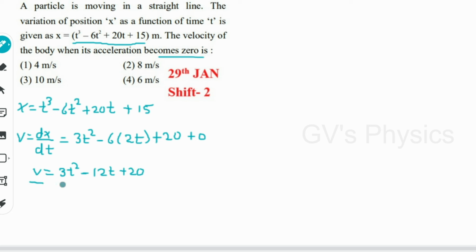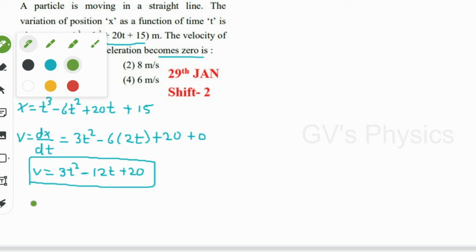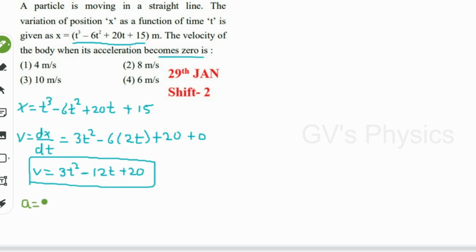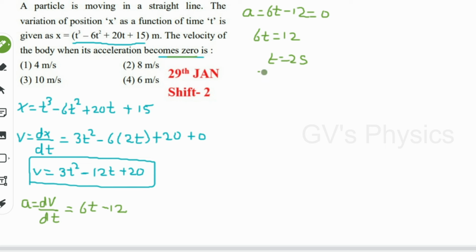So this is the equation of velocity, but they are asking for the velocity where acceleration goes to 0. So we have to take the equation for acceleration. Again, if you differentiate velocity with respect to time, we will get acceleration. So that is equal to 6t minus 12, t will become 1 and 20 is constant, that goes to 0. So this is the equation for acceleration. Acceleration becomes 0, so a is equal to 0. So 6t is equal to 12, so t is equal to 2 seconds. So at time t equal to 2 seconds, acceleration goes to 0.